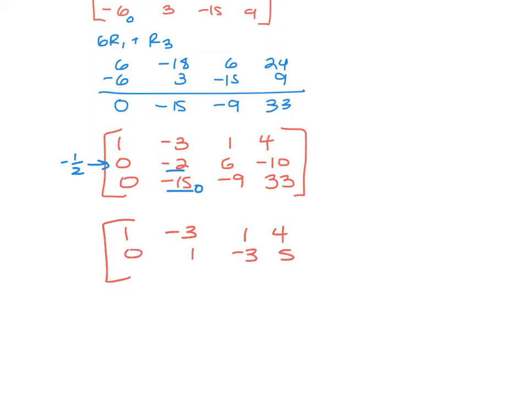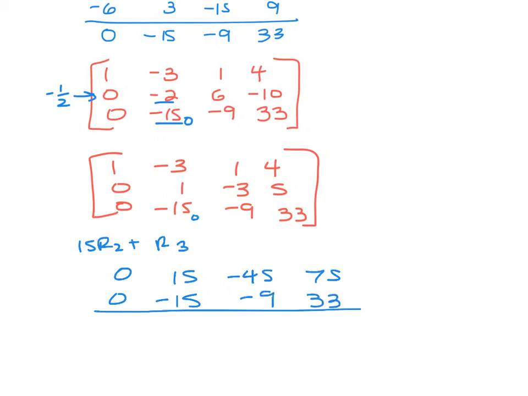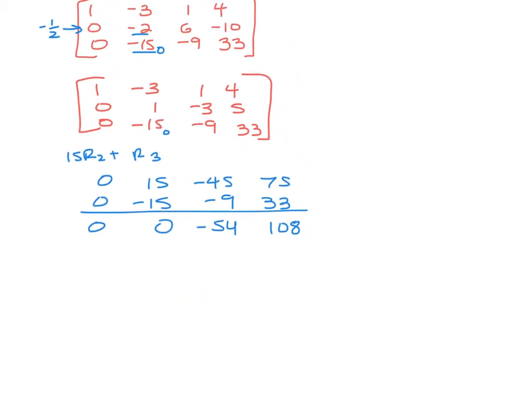The only reason I would say to do that is if your whole row is divisible by 2, which made it nice, easy numbers. Now if I want to get the 0 here, I can multiply row 2 by 15 and add it to row 3. So 0, 15, negative 45, 75, 0, negative 15, negative 9, 33, 0, 0, negative 54, 108. That replaces row 3.